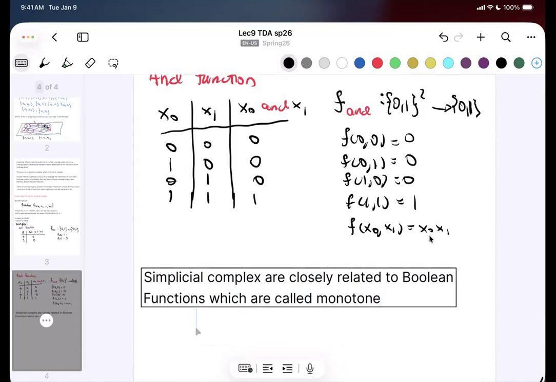Monotone in mathematics is usually a word that you use when you want to say that something is either increasing or decreasing. If it's always increasing or always decreasing, you would call it monotone. So in this case, what that means is that you have to give an order between the elements, and you use the usual ordering, which is that 0 is less than or equal to 1. So the idea is that a Boolean function is monotone.